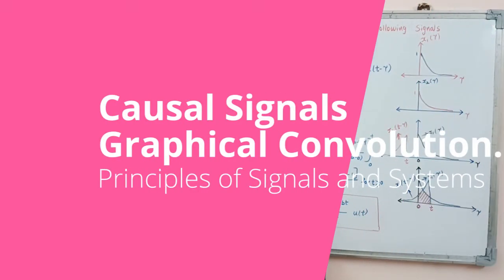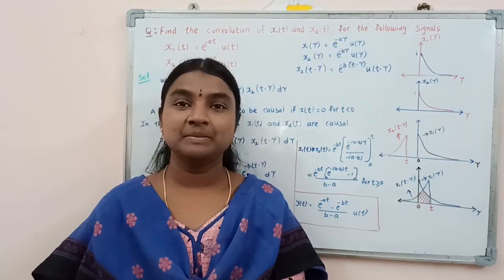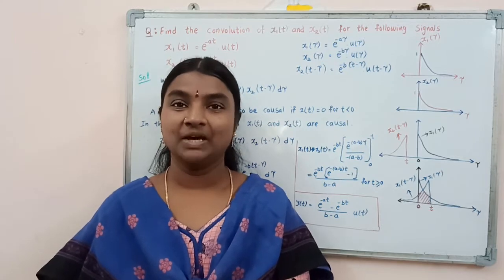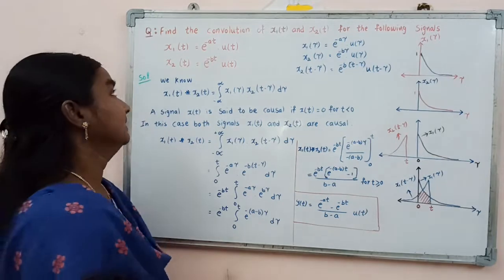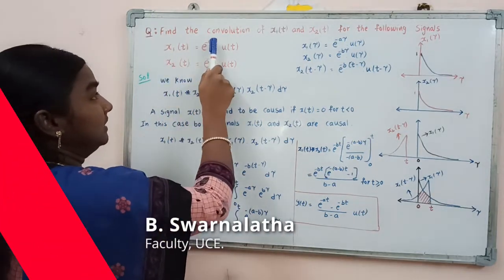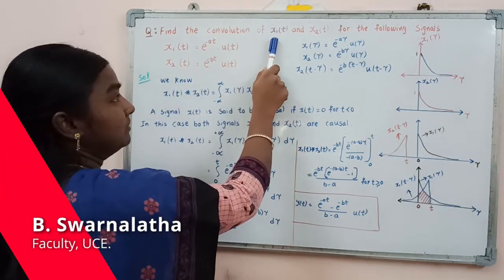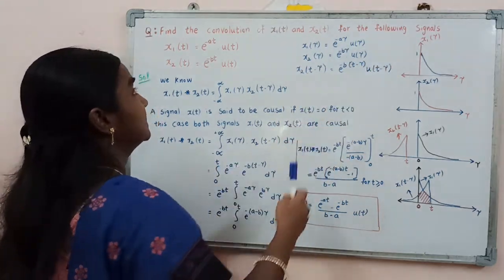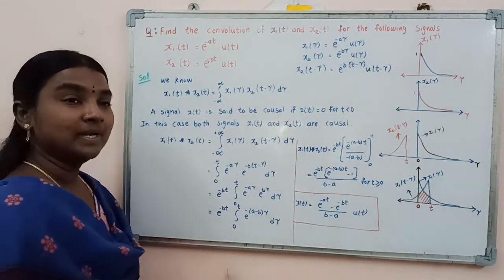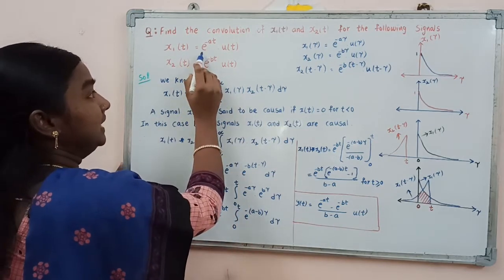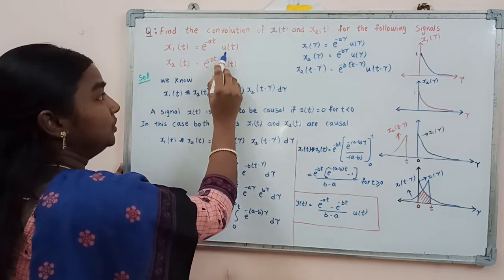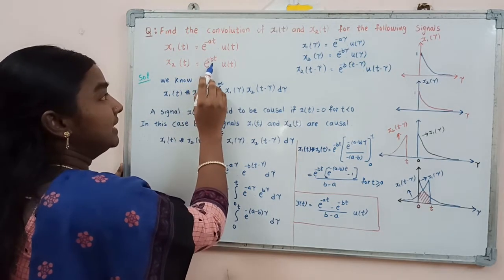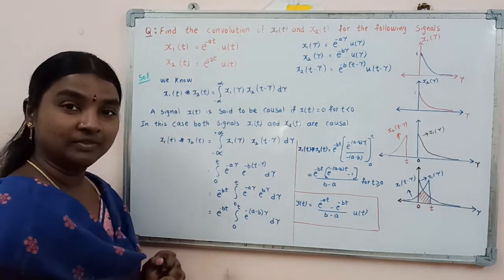Hello everyone. In this video, I am going to simplify one problem in the topic convolution. Now, here is the question. Find the convolution of x1 of t and x2 of t for the following signals. Here, x1 of t signal is a e power minus at into u of t, and x2 of t signal is e power minus bt and u of t.